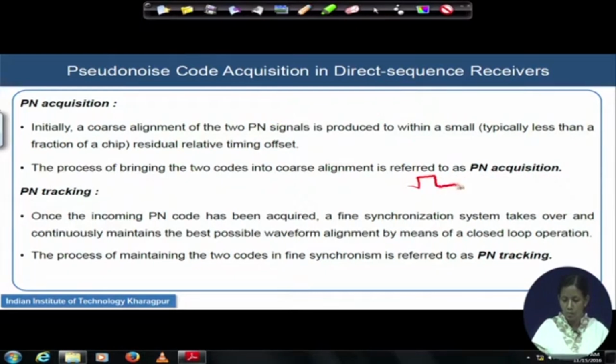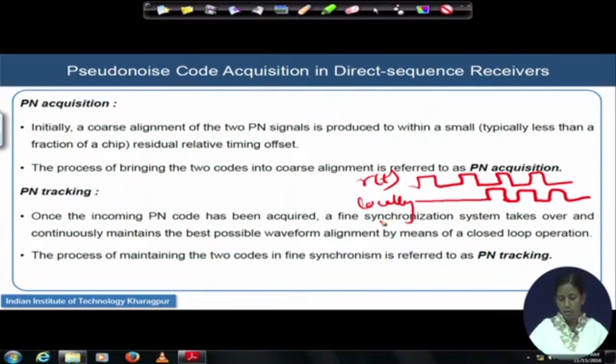Suppose this is the incoming signal, and this is the receiving side's locally generated PN sequence. So, this is the incoming PN code and this is the locally generated PN code. What I mean by synchronization and the offset is aligning this locally generated PN code with the incoming PN code. Look at this picture: the offset may be a multiple of the chip duration plus some fraction of the chip duration also.